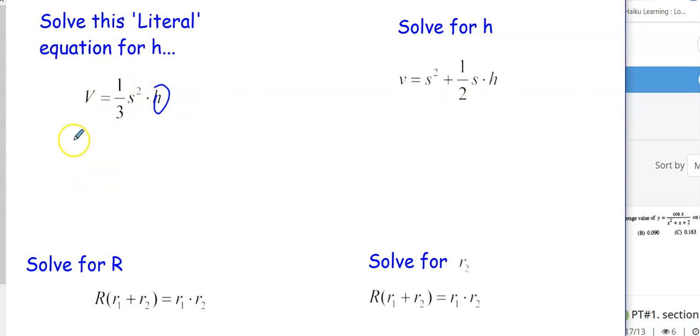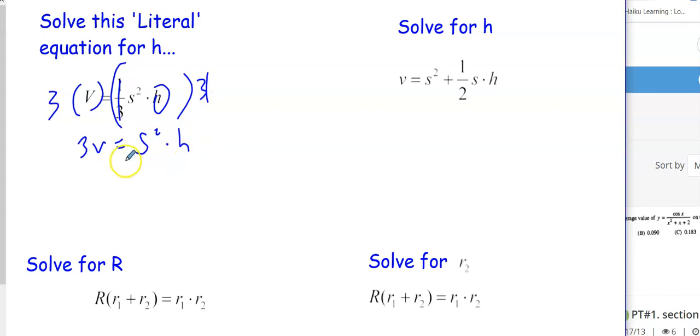Some students would multiply by the reciprocal of the fraction, so both sides get multiplied by 3. If you do that, you get 3v equals the 1/3 and 3 cancels. You get s squared times h. To solve for h, you want to do the inverse operation. So s squared, we're going to divide by that. And so we basically get h equals 3v over s squared.